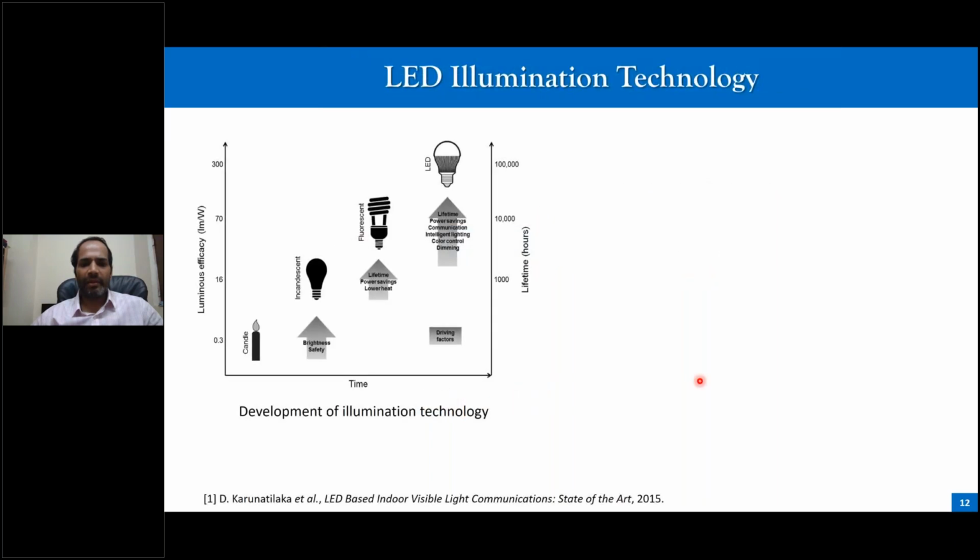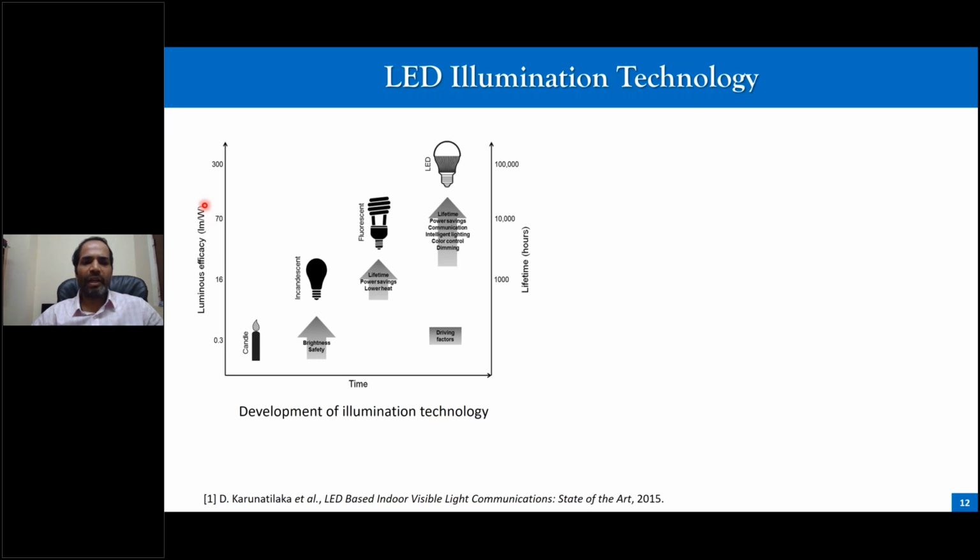The main reason is, if you look at these various sources, at the beginning we just used candles, and then we had incandescent bulbs, then fluorescent, and nowadays we have LEDs. These sources are characterized in terms of their luminous efficacy. What does this mean? If my electrical power is 1 watt, how many lumens can this source produce?